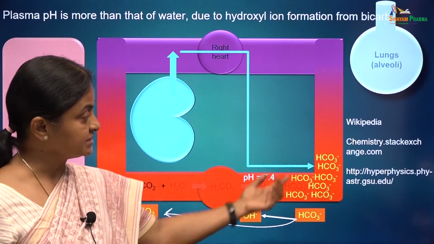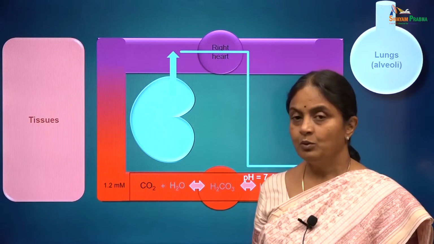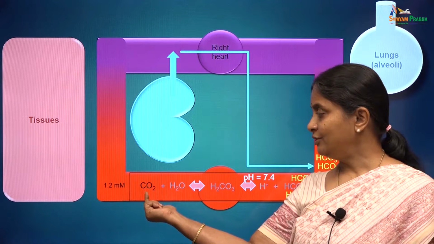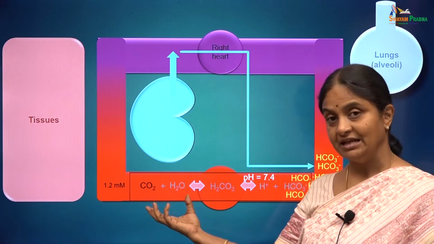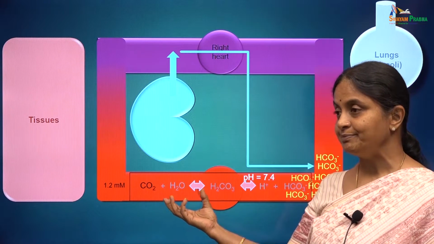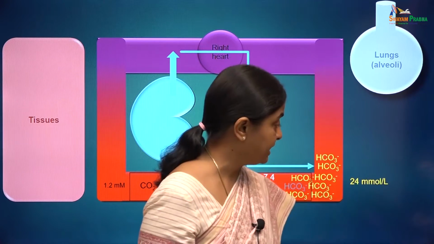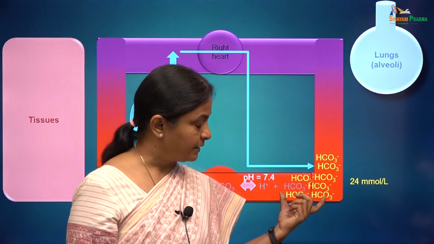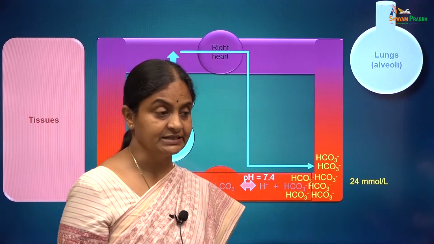My references for this reaction are these. While we understand that even though 1.2 millimoles per liter carbon dioxide is present in plasma, plasma pH is not less than 7 because it has an excess of bicarbonate ions. Plasma pH is in fact more than 7, it is 7.4.